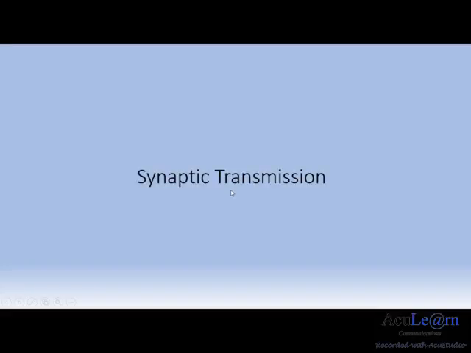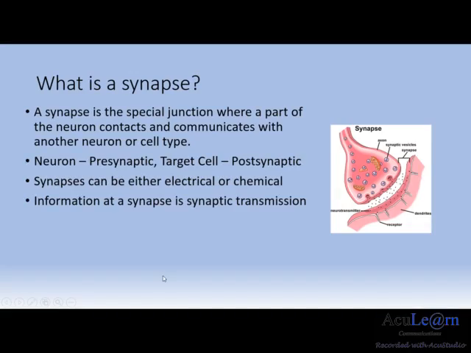For this chapter, we will be talking about synaptic transmission. A synapse is a special junction where a part of the neuron contacts and communicates with another neuron or cell type. The neuron passing the information across its axon is the presynaptic neuron, and the target cell which receives the information is the postsynaptic cell. The information transfer at the synapse is defined as synaptic transmission, and this mostly occurs in one direction, from the neuron to the target cell.